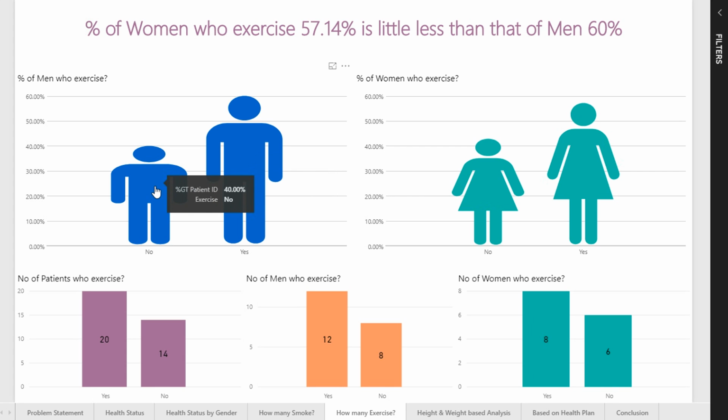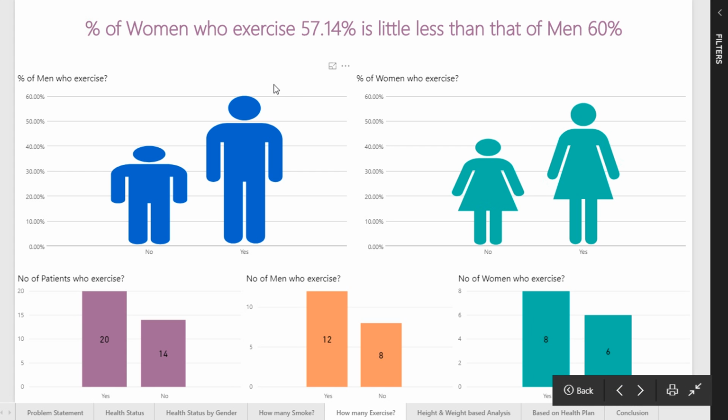Again, the men who don't exercise is 40% and men who exercise is 60%. Similarly, women who don't exercise is 42.86% and women who exercise is 57.14%. This gives us a different understanding, that is a different insight, that the number of men who exercise is greater than the number of women who exercise. That is 60% of men exercise while just 57.14% of women exercise.